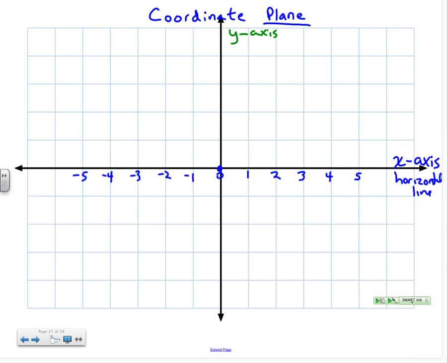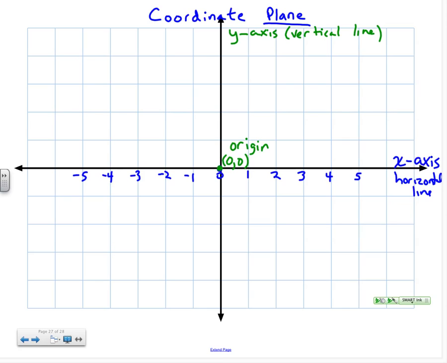So this is the vertical line. And you notice that it's going through the x-axis, and at the point where they cross right here, it's 0, which if we ordered the pairs 0, 0, I'll explain that in a minute. That is our origin. That's called the origin. That's where we start to plot all points.